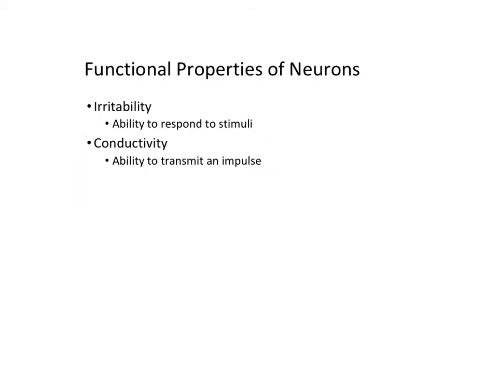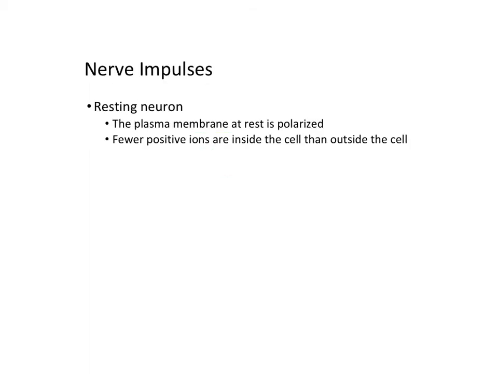Neurons have a couple functional properties that are important. They are irritable, meaning they're able to respond to stimuli, which is super important. And then they also have conductivity, which means they can transmit an impulse, which means they can perceive a stimulus and then they can send a message about it. When a nerve sends a message, that's called a nerve impulse.